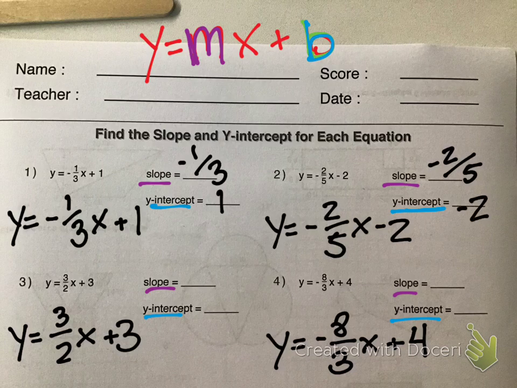Negative 2. Excellent. Matthew, without any assistance, number 3, what is the slope? 3/2. Perfect. Thank you, Matthew. And then Anita, what is the y-intercept for number 3? 3. Excellent. Fernando, what is the slope for number 4? Negative 8/3. And then what is our y-intercept, Ben? Our y-intercept is plus 4. Excellent. So it is not that hard to identify these.